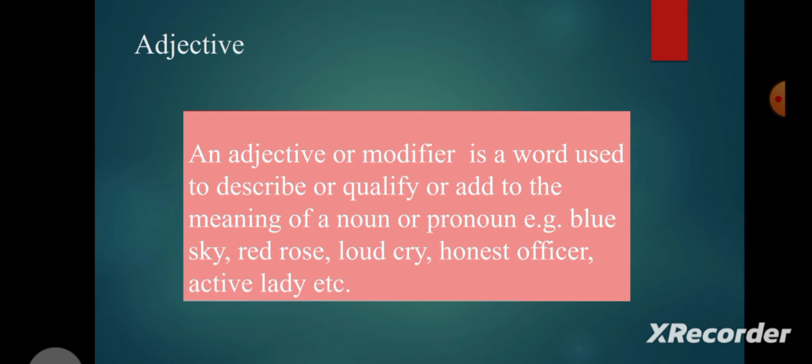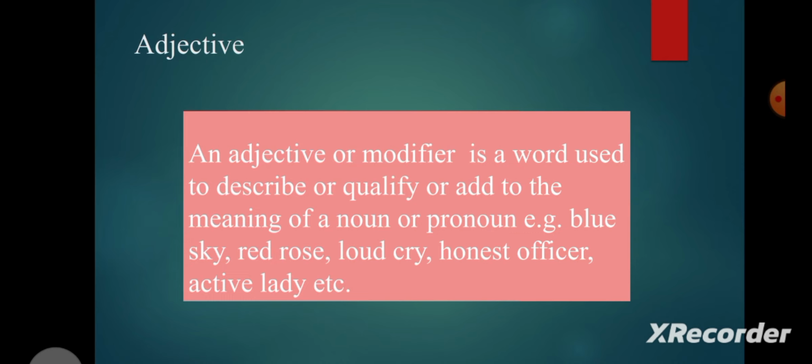First we will define it. An adjective or modifier is a word used to describe or qualify or add to the meaning of a noun or pronoun. For example, blue sky, red rose, loud cry, honest officer and active lady. In these examples, blue, red, loud, honest, and active are adjectives.